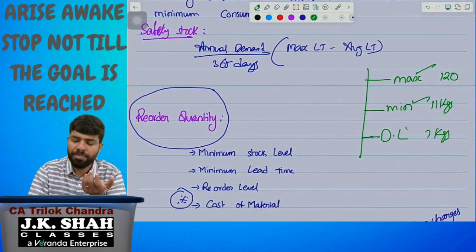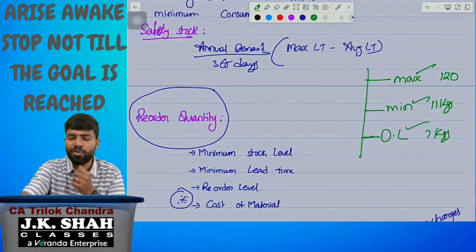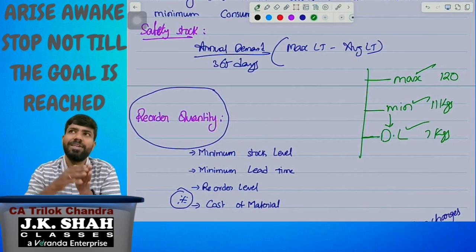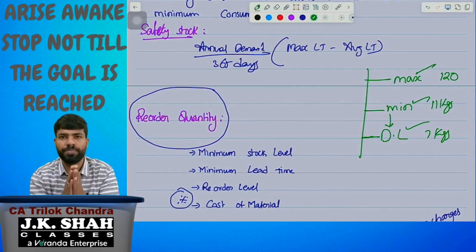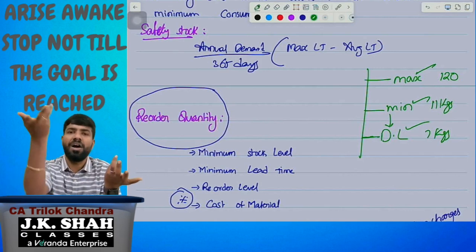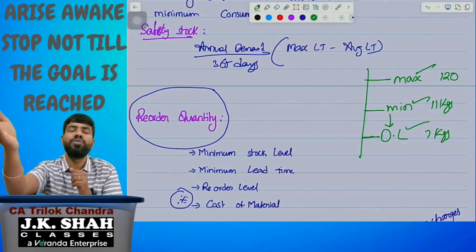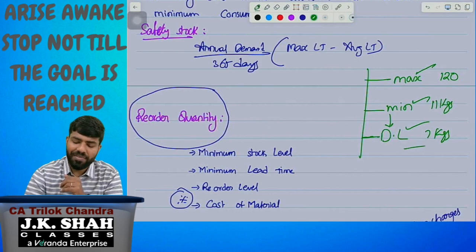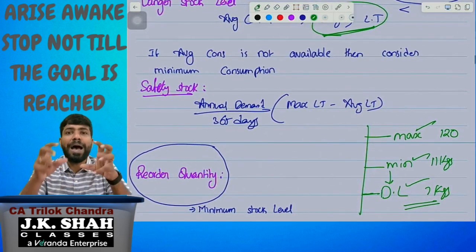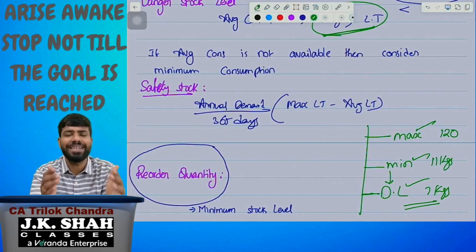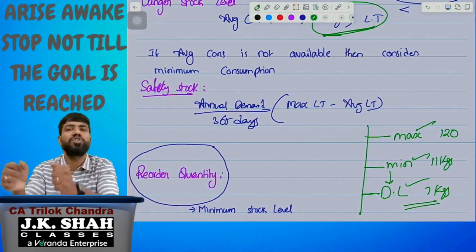So first is maximum, then minimum, then danger level. How can the goods touch the danger level? Generally they need to place the order in time and receive the goods. Sometimes, due to lacking internal controls, they may not be able to place the order. Even after placing the order, due to the supplier's mistake, they may not be able to deliver on time. What happens? It will go below the minimum stock level. Once it touches the danger level, it is about to be a stock out. It's a clear indication that the company is going to have a stock out.